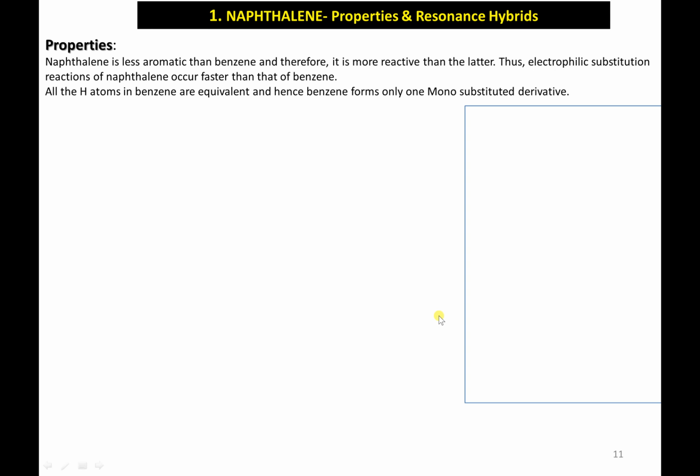It's very easy to remember this. Naphthalene, let us see the properties, and it's a resonance hybrid. Naphthalene is less aromatic than benzene, and therefore is slightly more reactive than benzene, and electrophilic substitution reactions occur faster compared to benzene. And most important is that all hydrogen atoms are not equivalent like in benzene. In benzene, all 6 hydrogen atoms are equivalent, so we don't call it 1-chlorobenzene, 2-chlorobenzene; everything is monochlorobenzene. But here it's not like that. Here we have a little bit of difference in the derivatives, and therefore you have alpha position and beta position.